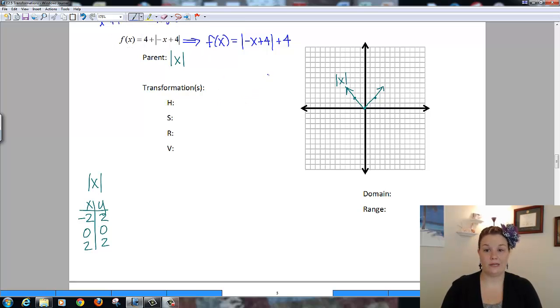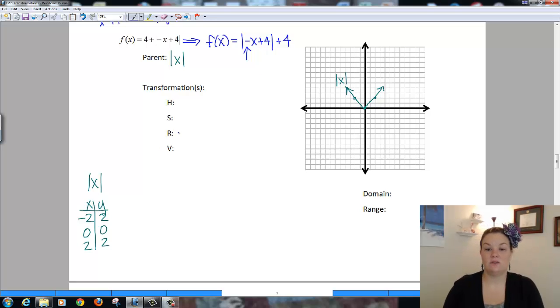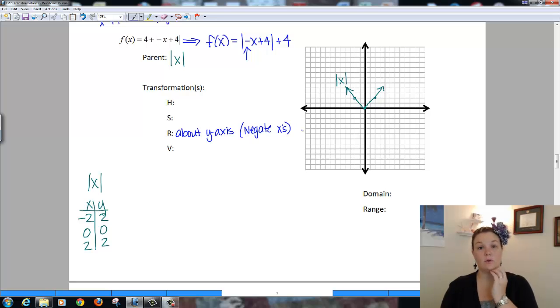I have 3. Okay, I have this negative here in front of the x. Notice the negative is inside the absolute value. If it's inside the absolute value, that means it's being applied to the x. I'm negating the x's. If I negate the x, that tells me it's going to be a reflection about the y-axis. Okay, so next to my r, I'm going to say a reflection about the y-axis. And the way that we get that in our table of values is to negate the x's. Remember, whichever variable we're negating flips it around the opposite axis.